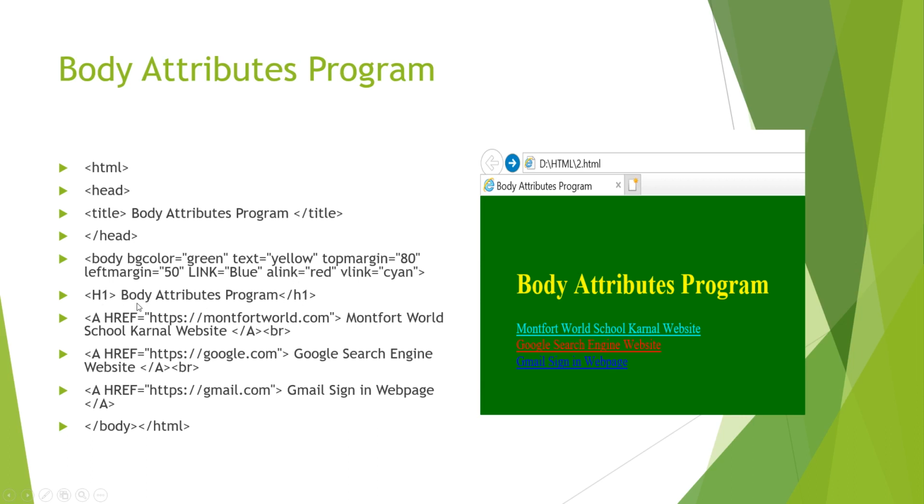See now, heading 1, body attribute program. It is the heading, body attribute program. And what is the color of the heading? Recently I discussed the body color, which we have already given. The vlink is cyan, alink is red, link is blue, and the body background color is green, text color is yellow. So the heading color will be yellow.